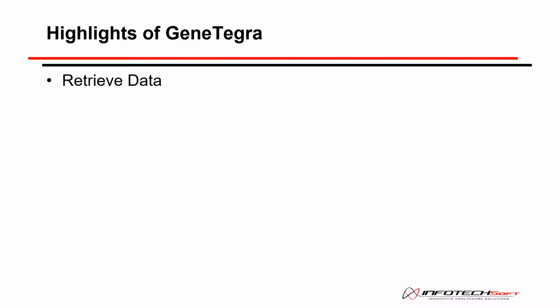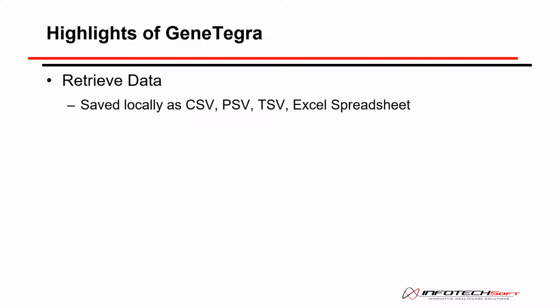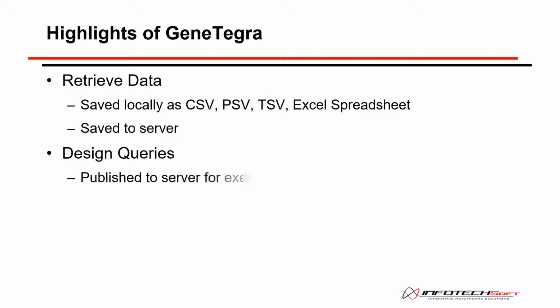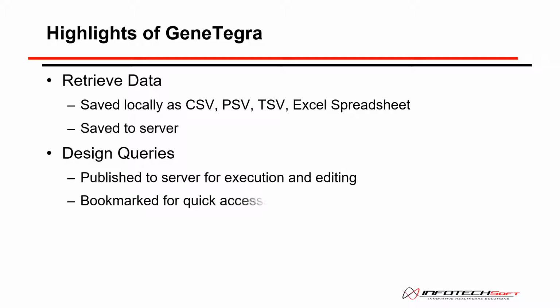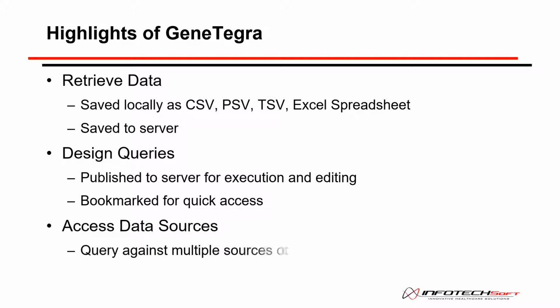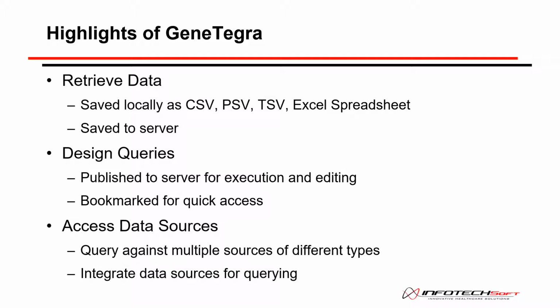Data that has been retrieved can be saved to a local file as delimiter separated values or as an Excel spreadsheet. Data can also be saved to the GeneTegra server. Queries that have been designed can be saved locally or can be published to the GeneTegra server, where other users can execute or edit them as long as they have the proper credentials. Also, favorite queries can be bookmarked for quick and easy access from the client interface. Multiple data sources of differing types can be accessed and queried against. Additionally, data sources can be integrated and queried in a single instance.